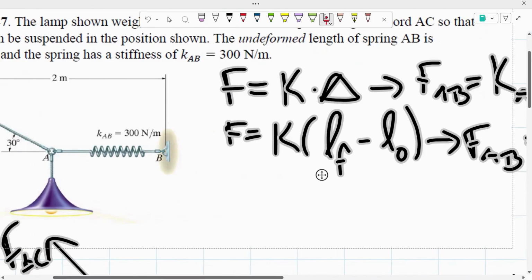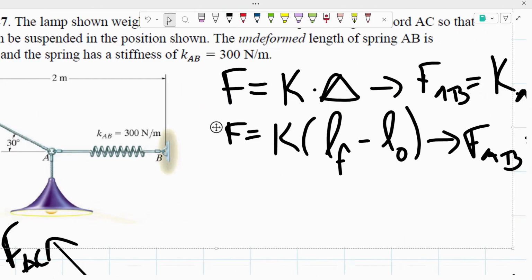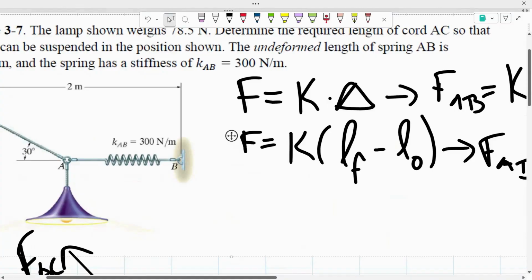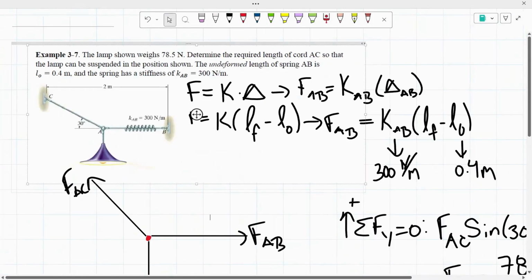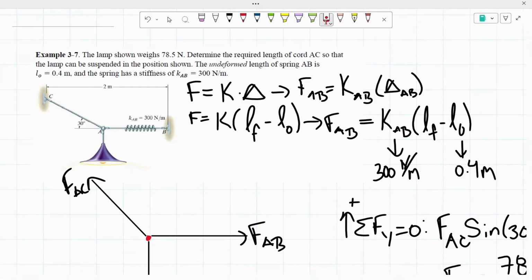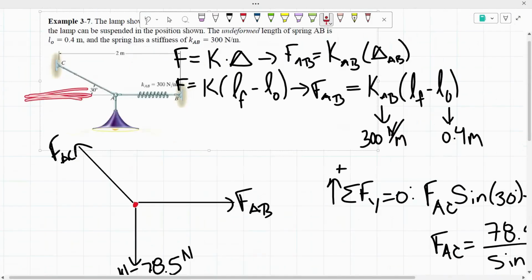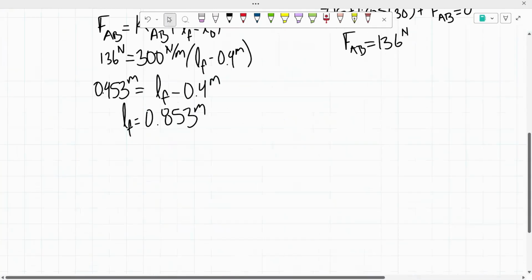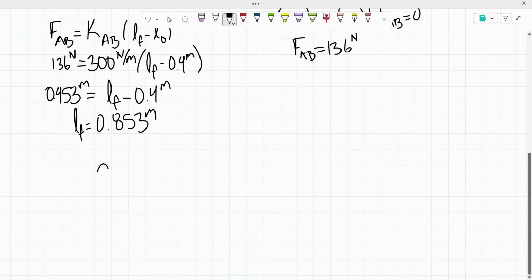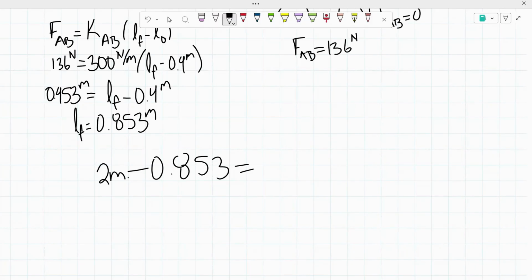because this problem helps us with spring problems. So we knew that the length final of the spring was 0.853. Okay. So by finding this length, we're going to subtract it from the 2 meters to give us this length right here. So we have 2 meters minus 0.853. We get 1.147 meters.